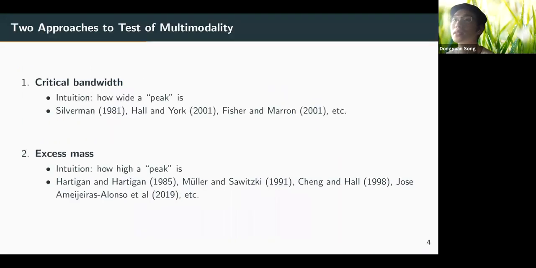Next, please. Here we have two different approaches to test the multimodality problem. The first is the critical bandwidth, and the intuition behind it is how wide a peak is. The second is the excess mass, and the intuition behind it is how high a peak is. Next, please.